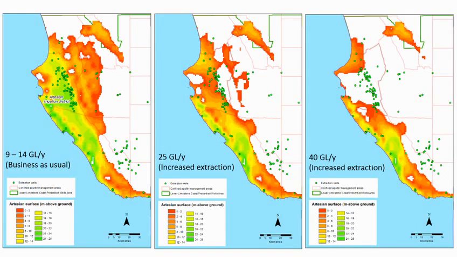And then if we increase extraction to 40 gigalitres per year, we see almost complete loss of artesian pressure in the Kingston management area, which means those bores would not be flowing at the end of the irrigation season. Irrigators would have to start pumping, which would mean a change in business model. And this decline in artesian pressure is associated with a drawdown in the pressure surface of the confined aquifer of about 30 metres.